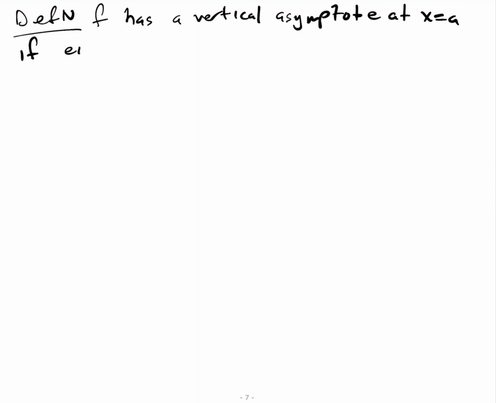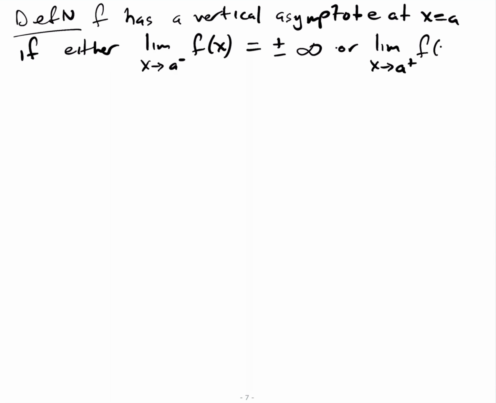And then we'll do some more examples. So we say that f has a vertical asymptote at x equals a if either the limit as x approaches a from the left is plus or minus infinity, or the limit as x approaches a from the right is plus or minus infinity.